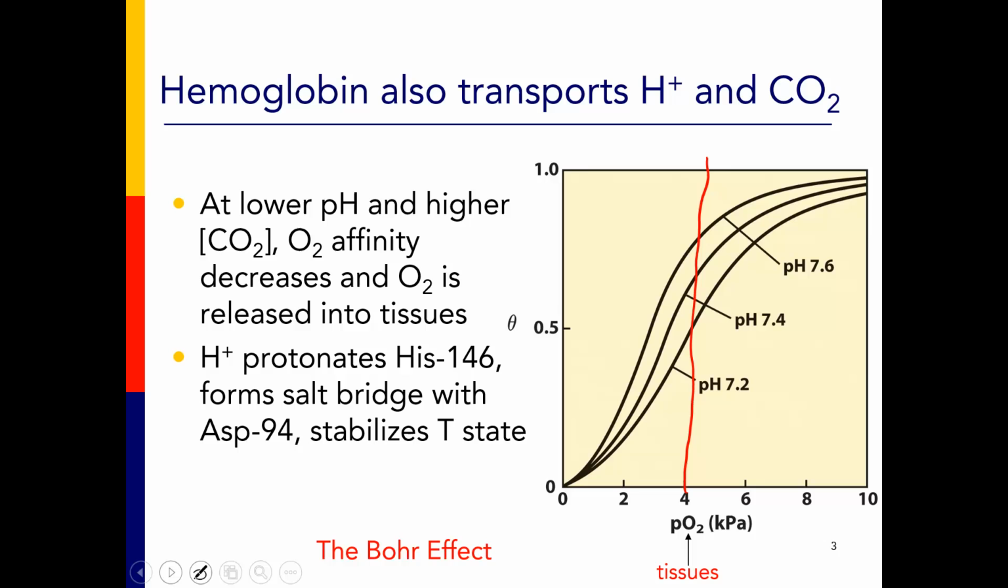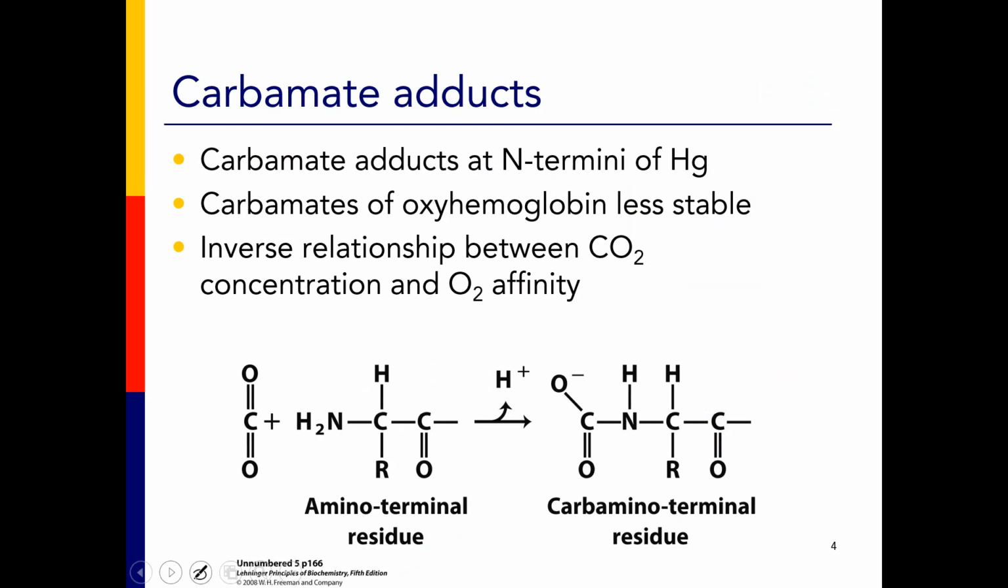That's going to be a conformational shift to the T state. So low pH favors the T state, which favors oxygen delivery. And that's the Bohr effect. Questions about pH and hemoglobin? Okay, so now what happens to the CO2?